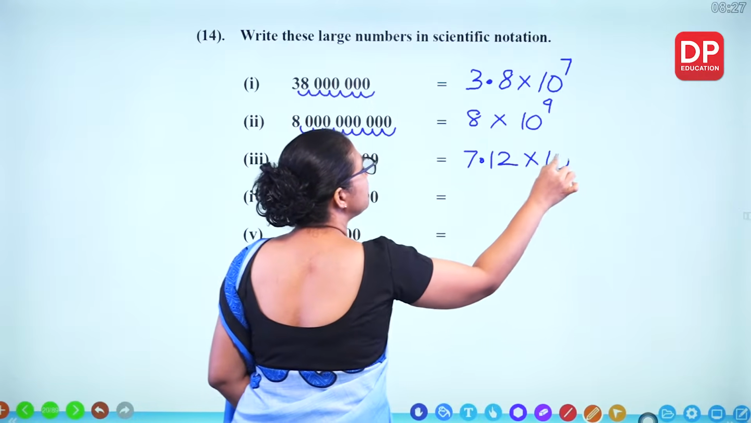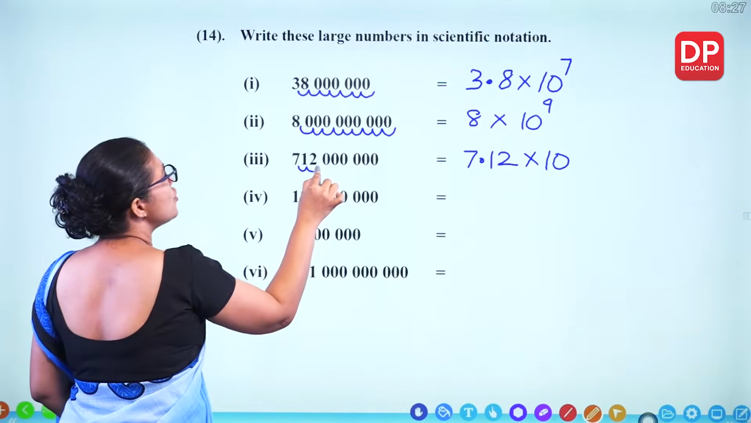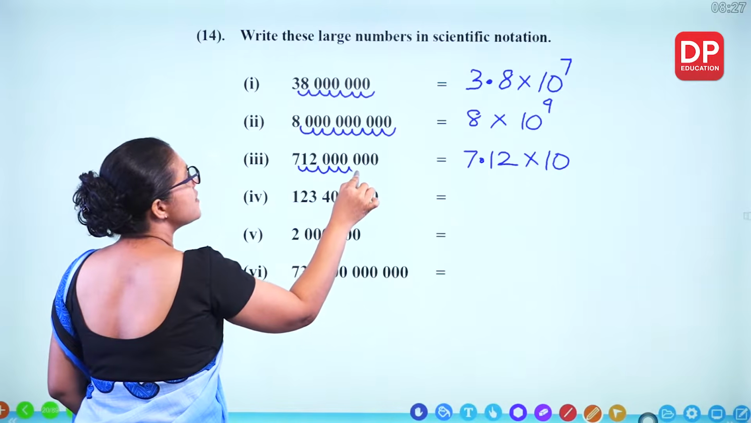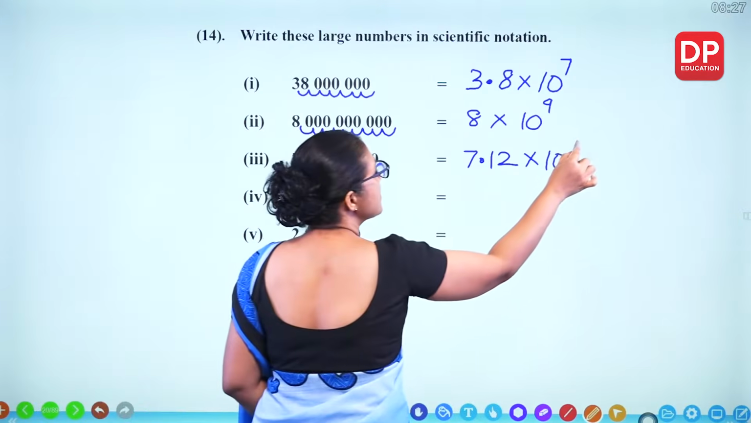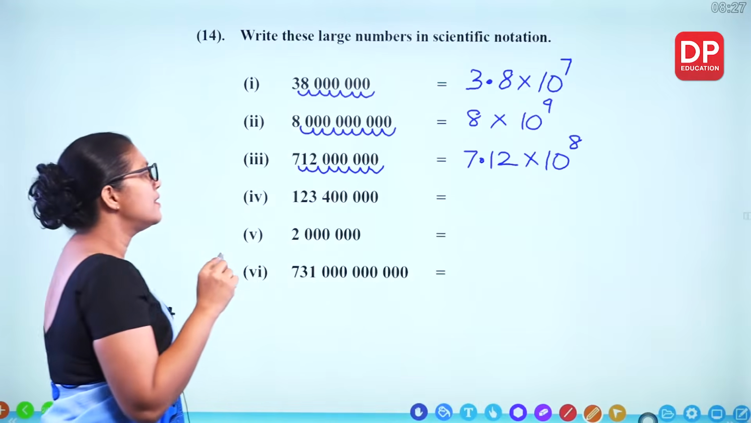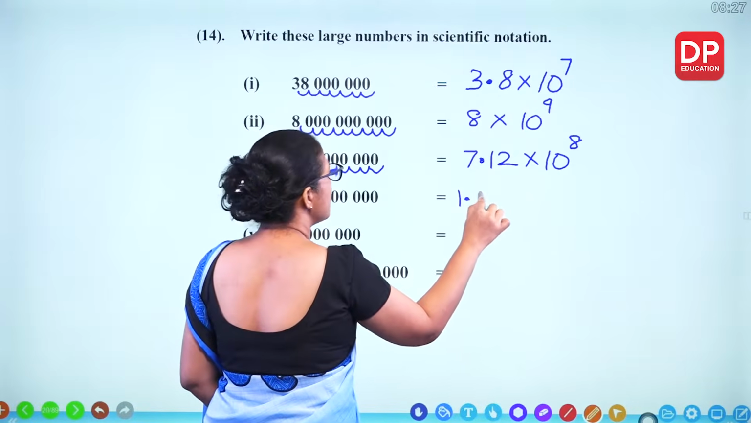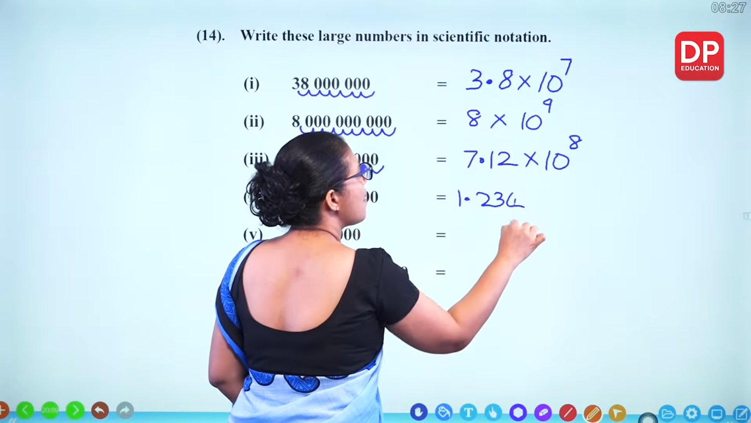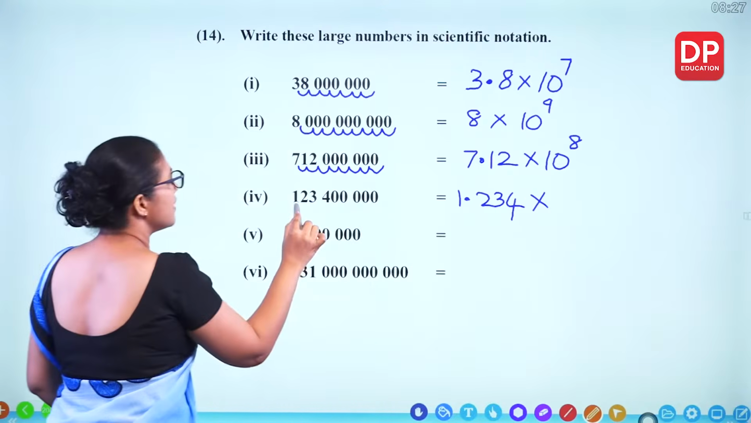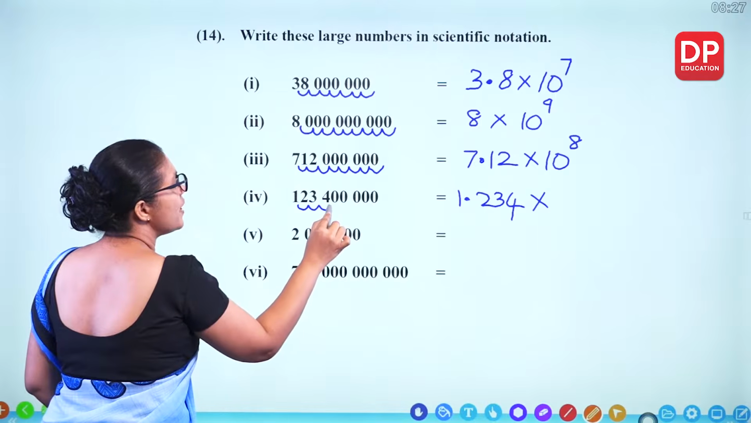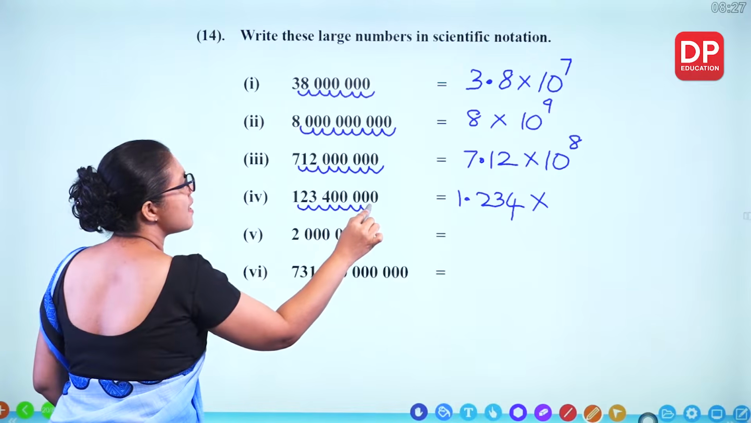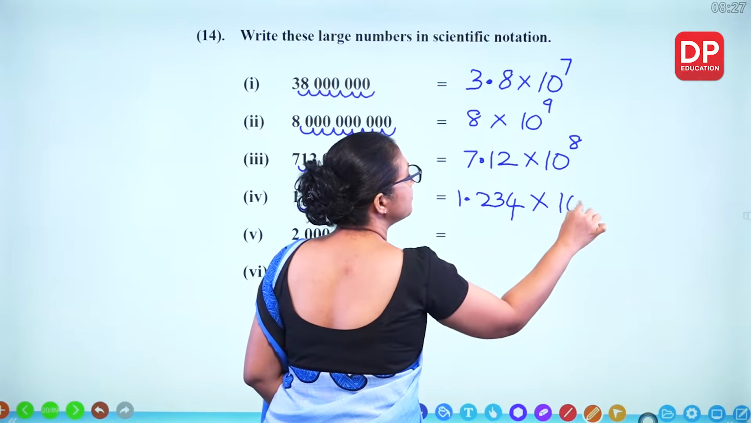How many places? 1, 2, 3, 4, 5, 6, 7, 8 places. 10 to the power 8. This one, 1.234 is the number less than 10. 1, 2, 3, 4, 5, 6, 7, 8.